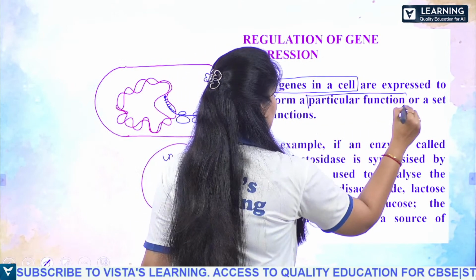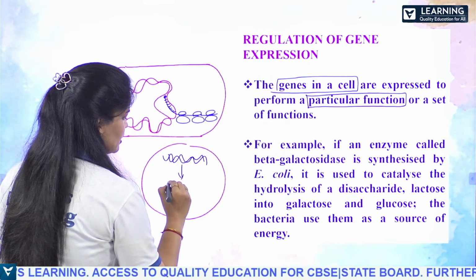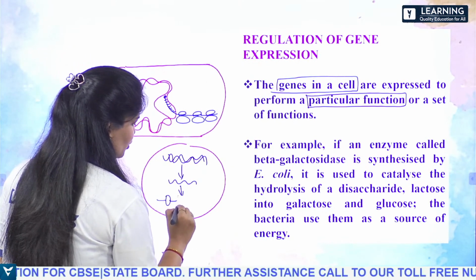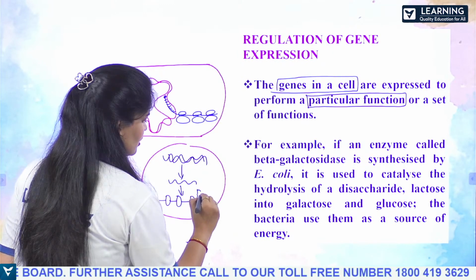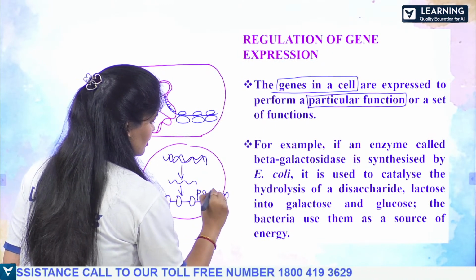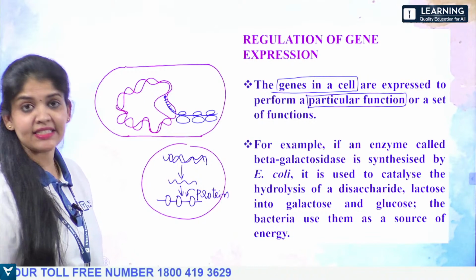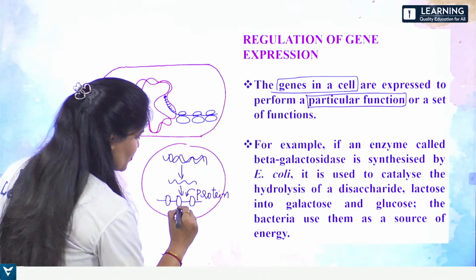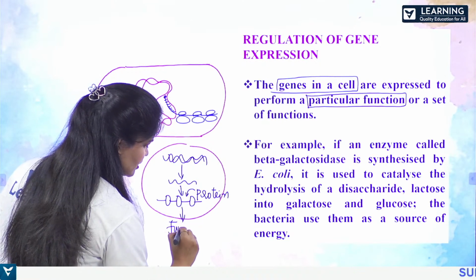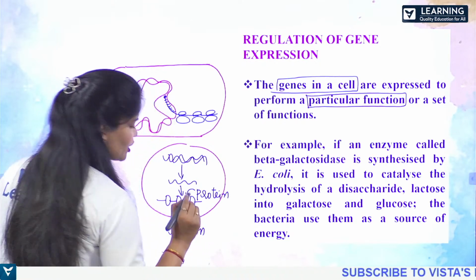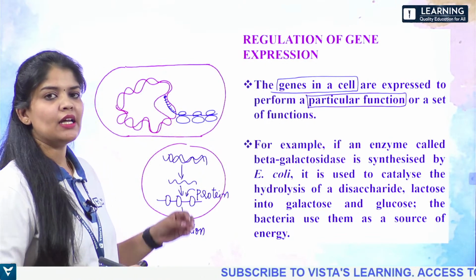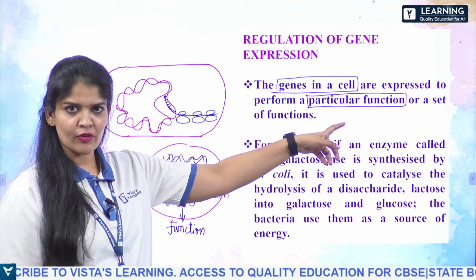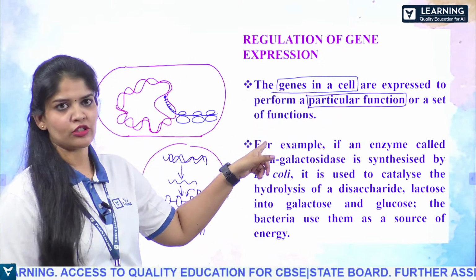Ultimately, each gene will first be transcribed and then translated to produce protein. And this produced protein will function as an enzyme, or as a hormone, or as a receptor. Finally, this protein will show functions. It will show biochemical responses, a single function or a set of functions.